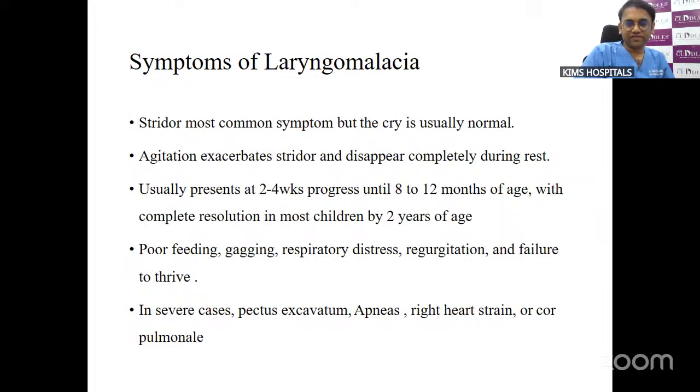If it is severe enough, that can lead to difficulty in feeding, because the baby needs to manage both the respiratory and the feeding things. That can sometimes lead to aspiration, gagging, respiratory distress, and regurgitation, and that can finally lead to failure to thrive. In severe cases, there can be pectus excavatum. The baby can go into apnea that can lead to right heart strain and cor pulmonale, similar to obstructive apneas.